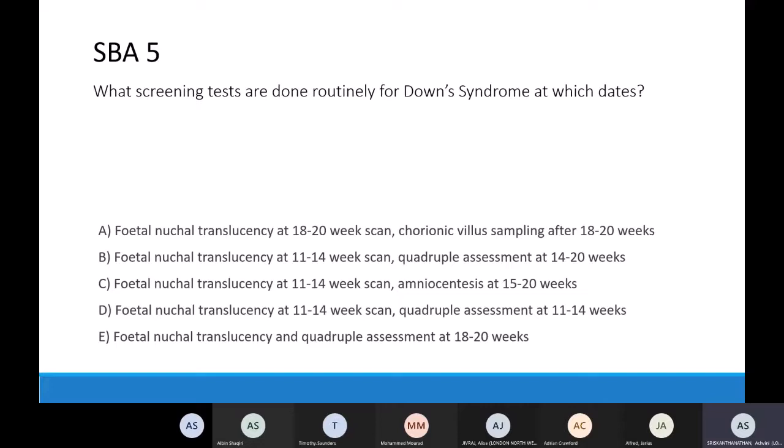So most of you answered B, which is correct. Nuchal translucency is normally done between 11 to 14 weeks, and you can get the quadruple assessment at 14 to 20 weeks if you have a high suspicion of Down syndrome at that stage. Chorionic villus sampling is usually done at 11 to 14 weeks, but it's not a routine test. It's usually done if there's more of an increased suspicion of Down syndrome. And amniocentesis is done around 15 to 20 weeks, but it's not routine either.